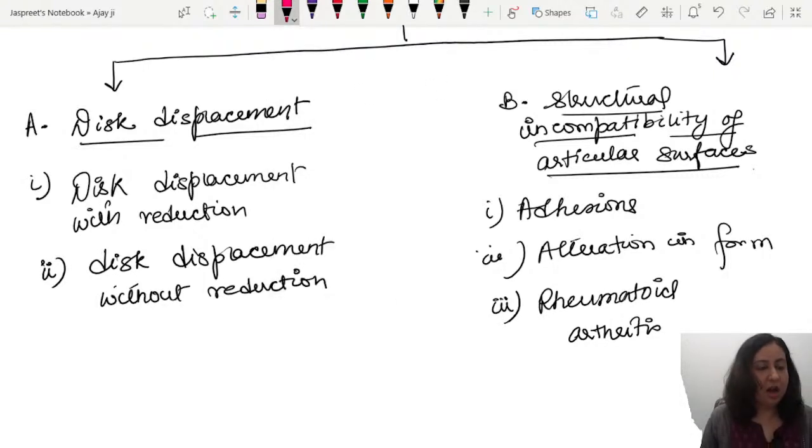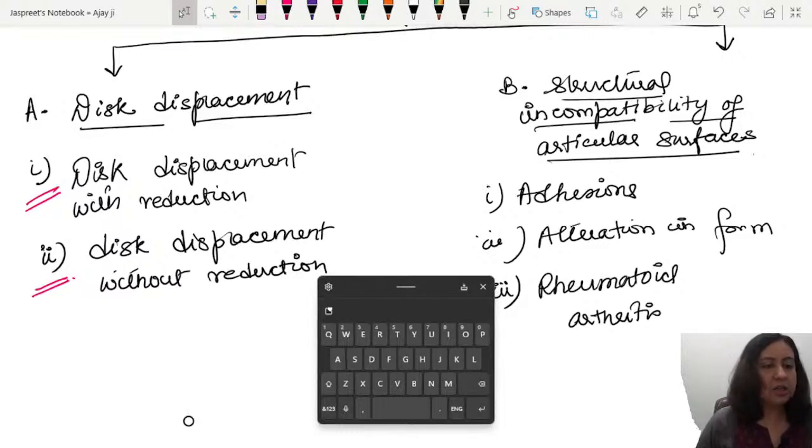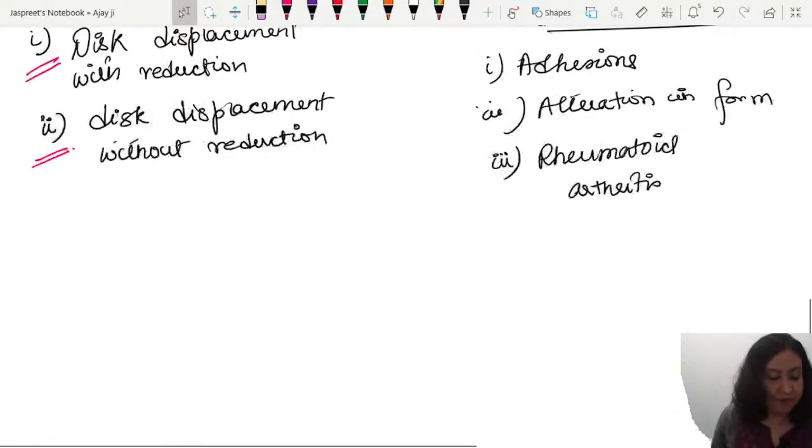Now we are only concerned with disc displacement with reduction and disc displacement without reduction. These are the two most important things that we will be discussing, so let's discuss these in detail. These are the two most important conditions from where questions can be asked.